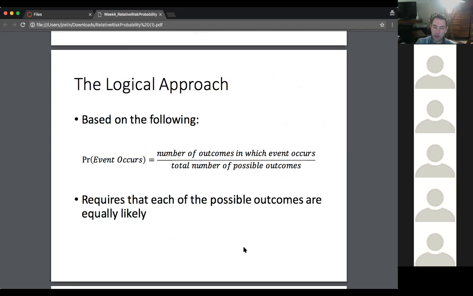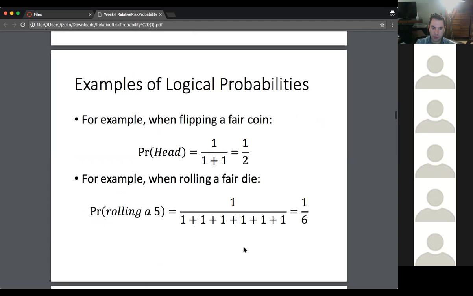There's also the logical approach. The logical approach is that the probability of an event occurring is equal to the number of outcomes in which the event occurs divided by the total number of possible outcomes. And it requires that each of the possible outcomes are equally as likely.